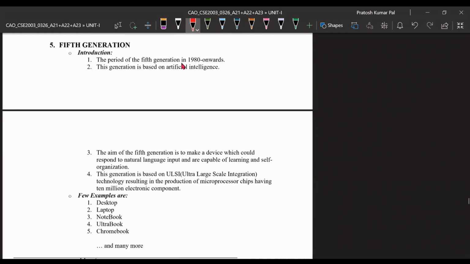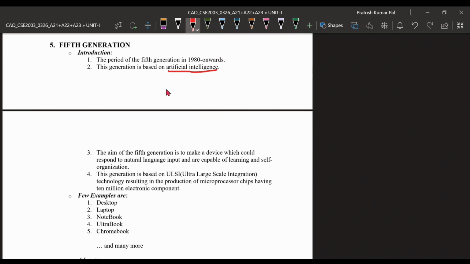The fifth generation is from 1980 onwards. After 1980, we have the generation based on artificial intelligence. In the fifth generation, we have devices that learn from the inputs. They are able to get the input from the user and understand it.